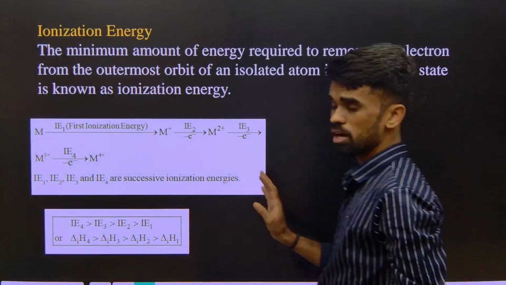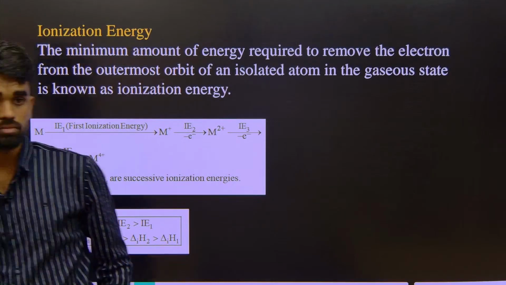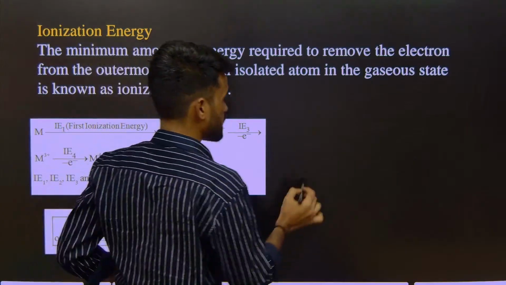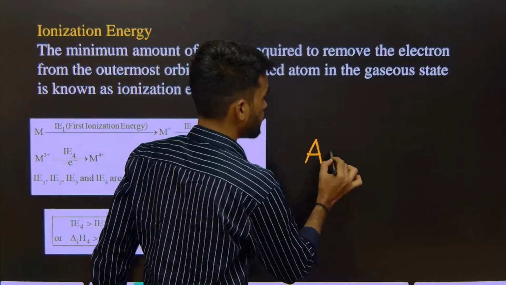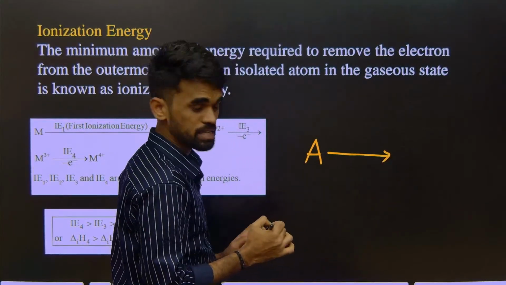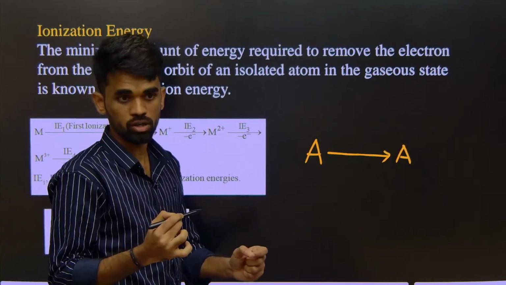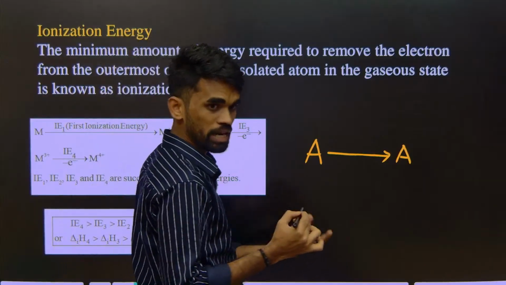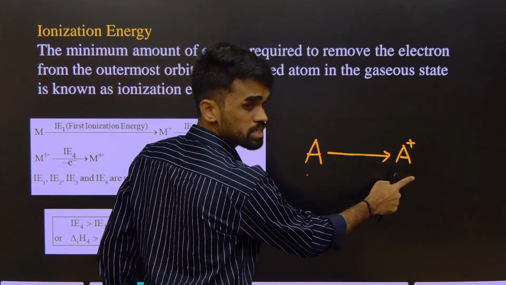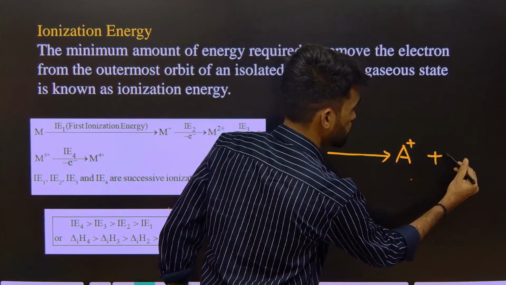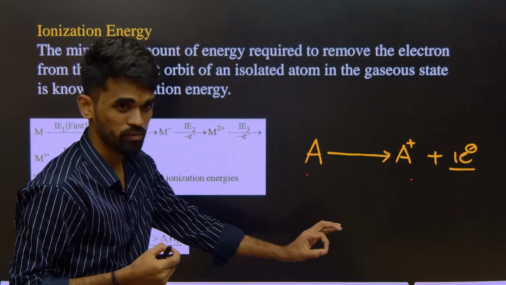So let us discuss ionization energy. What exactly does ionization energy mean? See, the name itself says ionization. For example, I have an atom A, I need to ionize this atom. So how does this ionization take place? By removing one electron, or by removing electrons, I can say. So it can become A plus. This is atom, this is ion. By what process? By removing one electron.